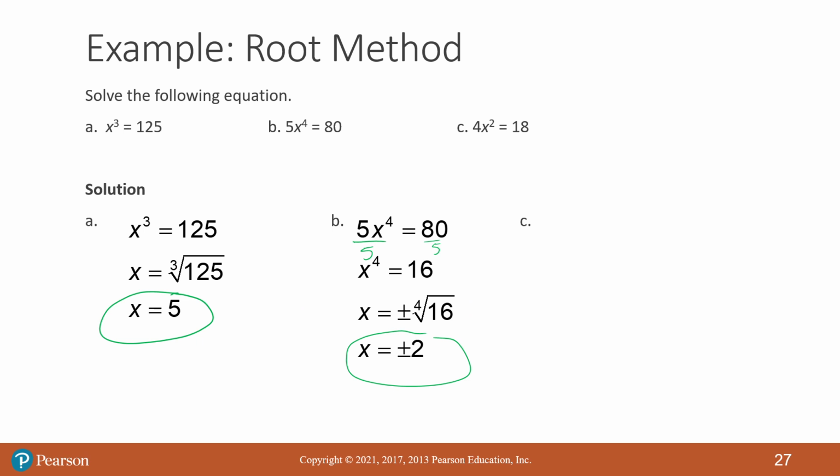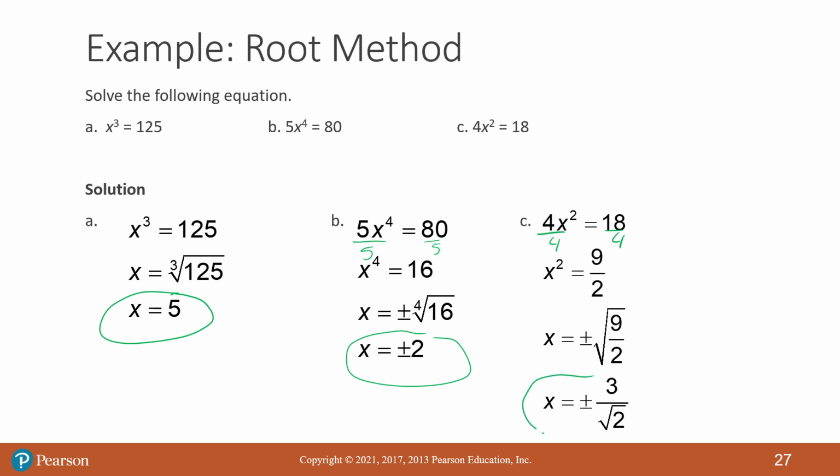Now if we look at C, which is 4x squared equals 18, I'm going to start out by dividing by 4. I reduce my fraction of 18 fourths to 9 halves. So I get x squared equals 9 halves. I take the square root of both sides, and do a plus or minus here because I'm taking an even root. 9 does have a square root. The square root of 9 is 3. 2 doesn't have an easy square root, it's not a perfect square, so I just leave it as the square root of 2. So my solution to this one is plus or minus 3 square root 2.